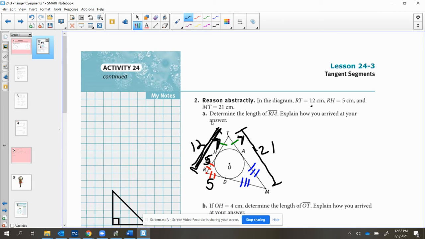Together, 5 and 7 need to be 12. If this whole thing is 21, then 21 minus 7 means this piece would have to be 14, which makes DM also 14. So together, the length of RM is 5 plus 14, or 19.